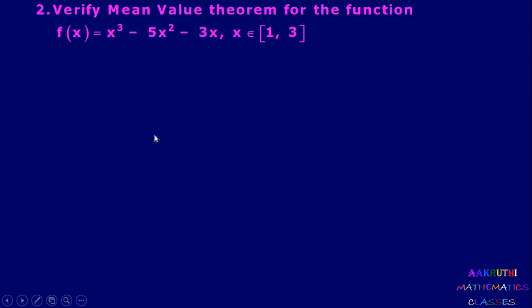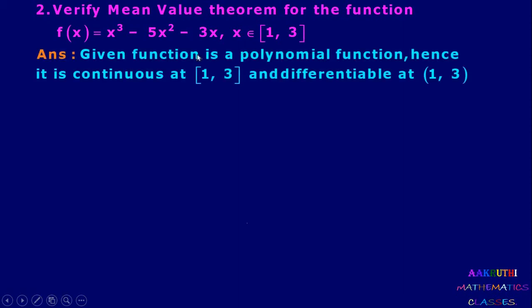So next problem, verify mean value theorem for the function f of x is x cube minus 5x square minus 3x when x belongs to closed interval 1 to 3. Now here also the given function is a polynomial function, hence it is continuous in closed interval 1 to 3 and differentiable in open interval 1 to 3. Given function is continuous and differentiable.